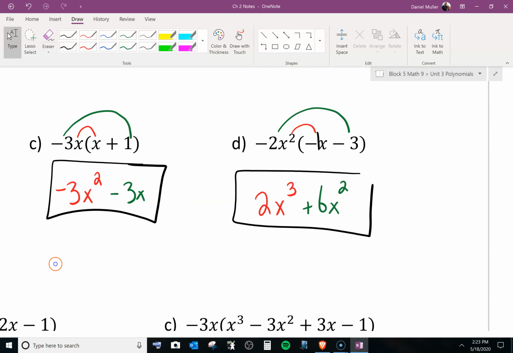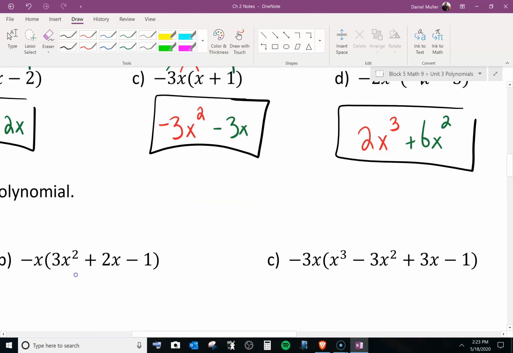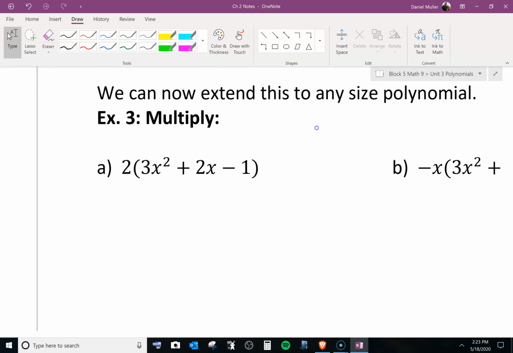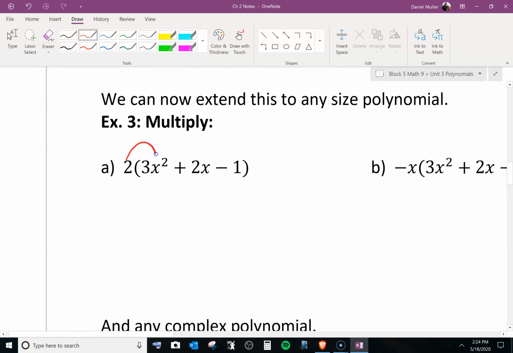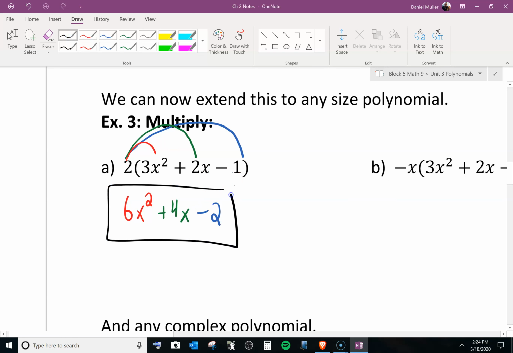Now let's try the next set of questions. So here we go, 2 times 3. 2 times 3 is 6, and then there's an x squared. And then you can go this one. 2 times 2 is 4, and then there's an x. And then you can do this one, 2 times negative 1. 2 times negative 1 is negative 2. And you can see a bit of a pattern here. You can see that it goes x squared, x, no x, x squared, x, no x. So you're going to see a bit of a pattern.